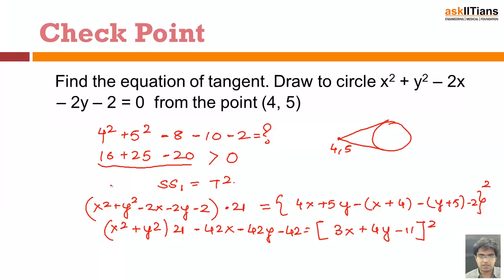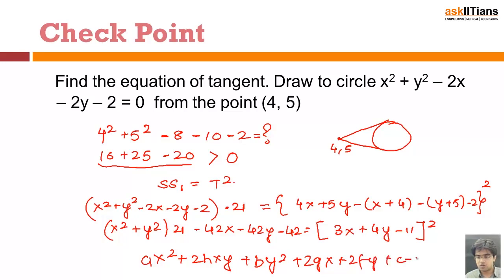of straight lines. It would be of this form: ax square plus 2hxy plus by square plus 2gx plus 2fy plus c is equal to 0. You just need to open this bracket and collect the common terms.